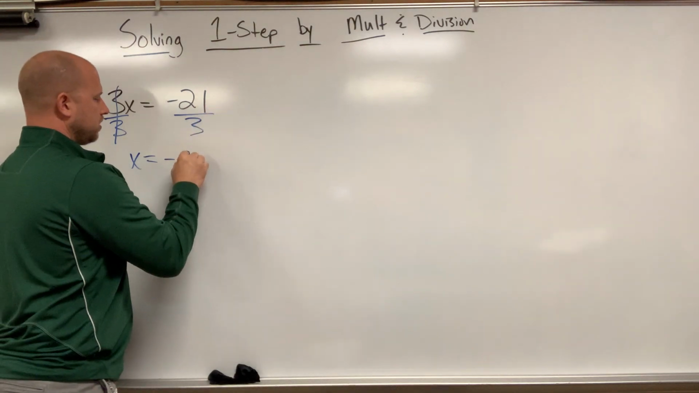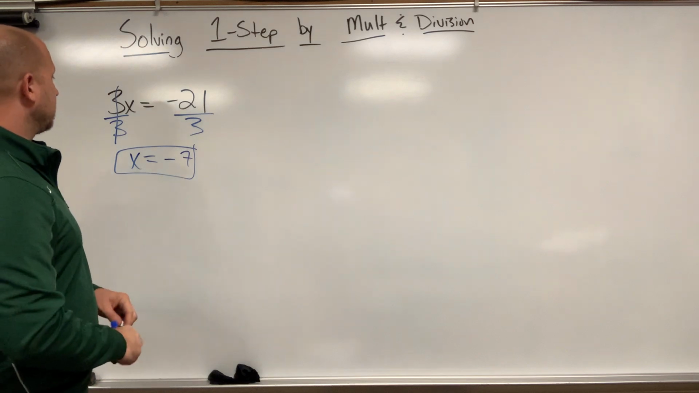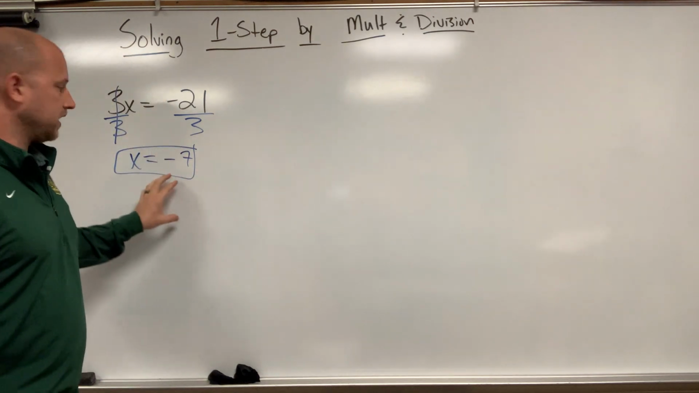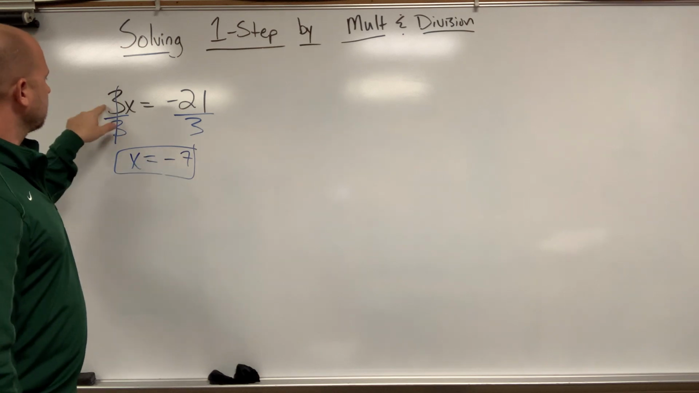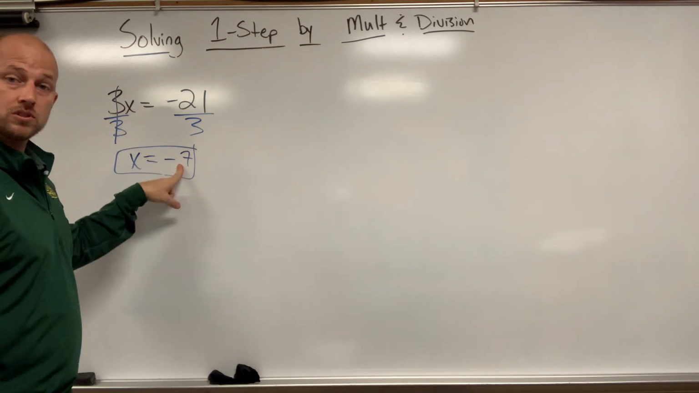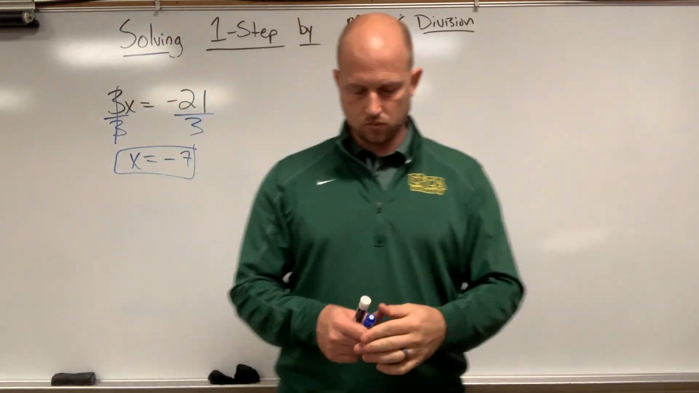3 goes into 21 7 times. Okay, hopefully you got that one right. This isn't a tricky start or anything. Hopefully we're good here. You take this and you can plug it back in. 3 times x, which is -7, 3 times -7 is -21. So it's a quick way to check your work.